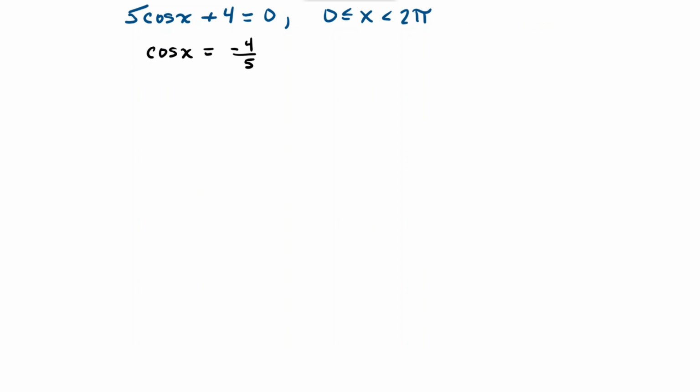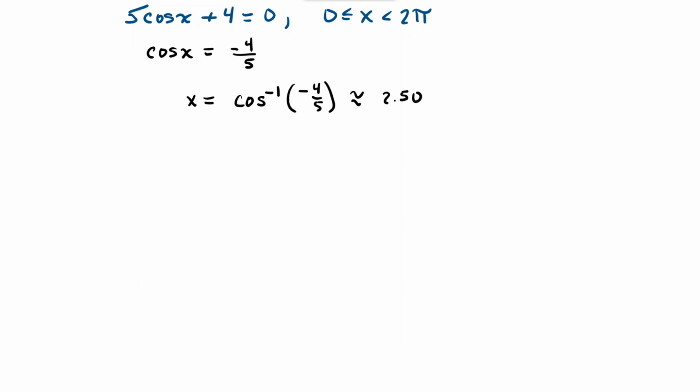Now, negative 4/5 does not correspond to a special angle, which means that the solutions we get will need to be approximate. So this means that x is equal to the inverse cosine of negative 4/5, and to 2 decimal places, that is approximately equal to 2.50. So that's one of our solutions.